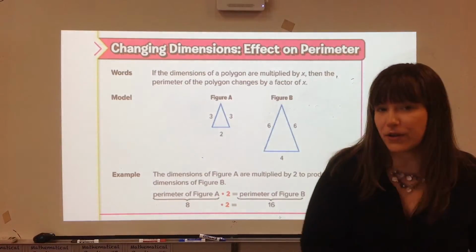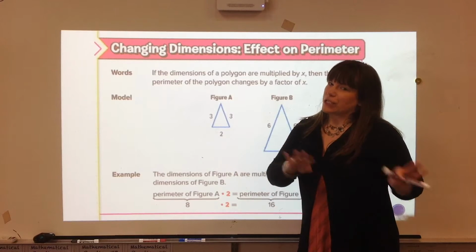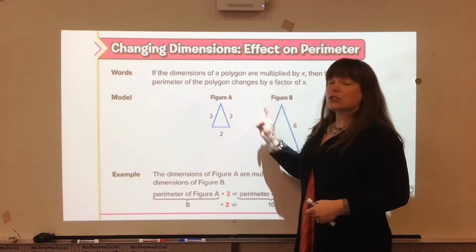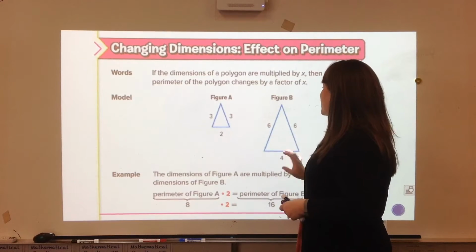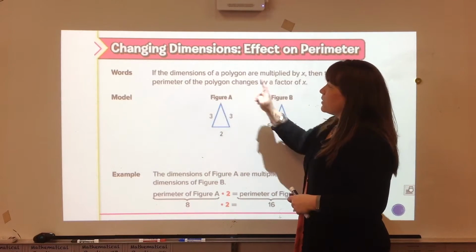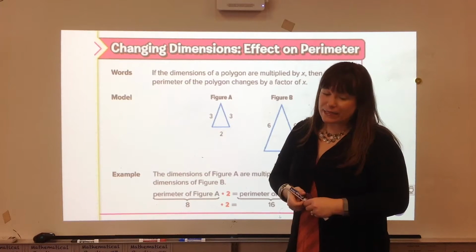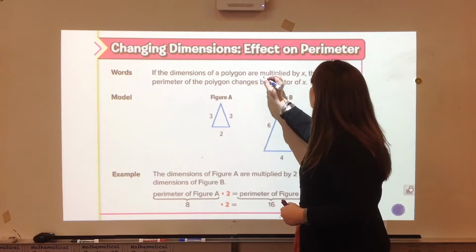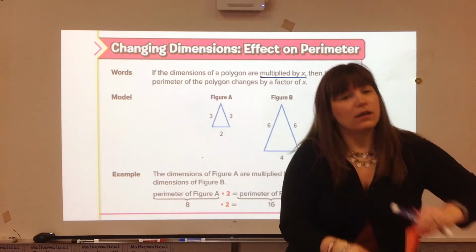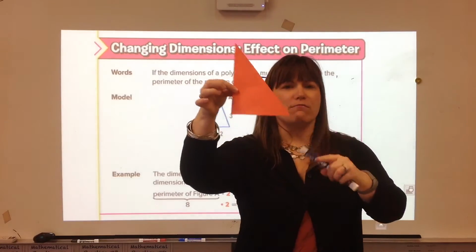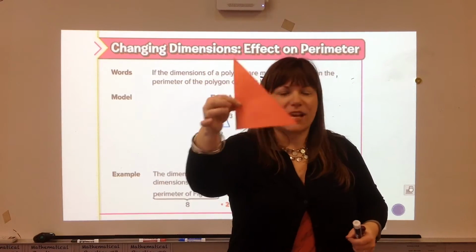So let's look at the front of our notes for a minute. Here we have two isosceles triangles, not right triangles, and you can actually see the lengths around each triangle. So figure A, figure B. If the dimensions of a polygon are multiplied by x, I want you to underline multiplied by x, meaning I'm going to take this figure and multiply all the sides by 2, or multiply all the sides and make it bigger.